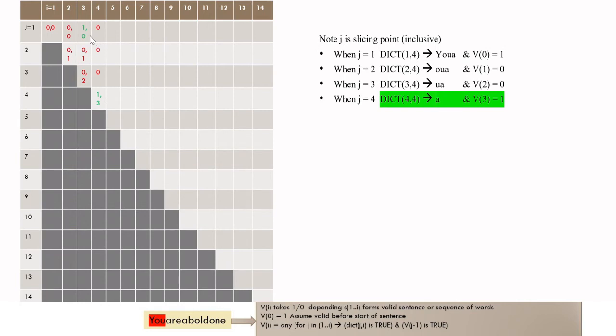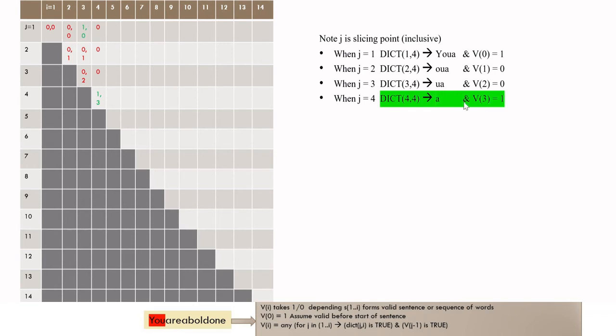Moving on from there, when we get to I equals 4, J is going to go 1, 2, 3, 4. When J is 1, you get YOUA, then you get OUA, UA, and A. Now, A is a valid word in the dictionary. If you do the valid word in the dictionary, then the previous one becomes V3. And we know that V3 was 1 because V3 had at least a valid possibility. So V3 becomes 1. Let's stop there for a moment.